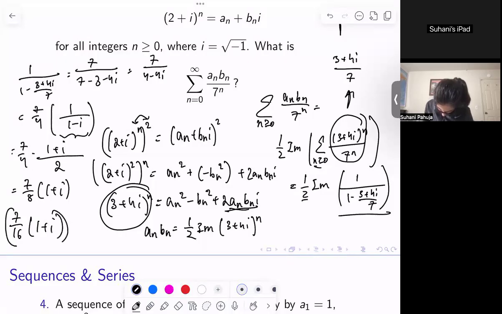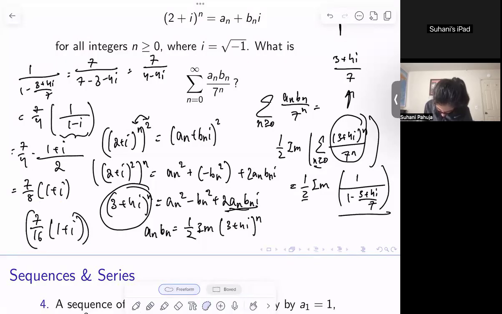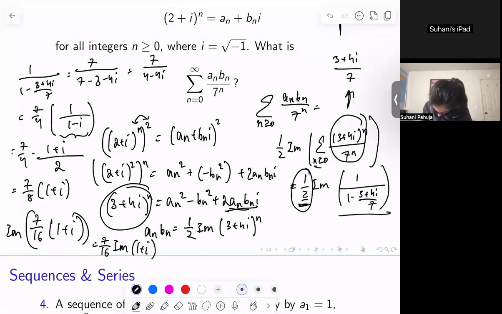And the imaginary part of this is what we want to find. The reason we get 7/16 times (1 + i) is because we multiply by the 1/2. So we want to find the imaginary part of this, and that would just be 7 over 16 times the imaginary part of 1 plus i, which is just 7 over 16 times 1. And that gives us the final answer of 7 over 16.